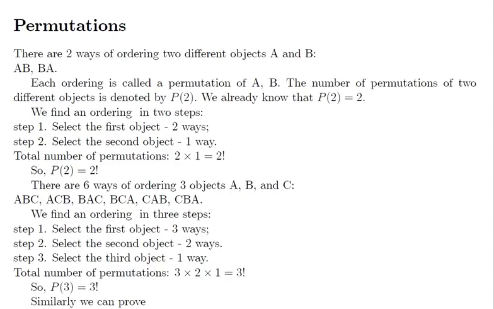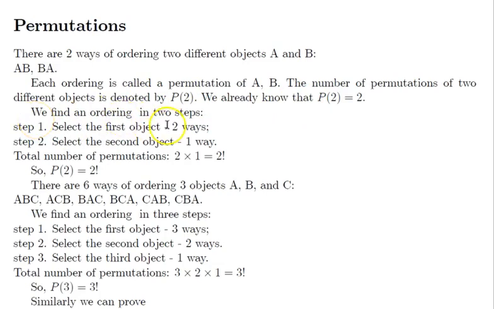Section 6.3 Permutations and Combinations. Permutations. There are two ways of ordering two different objects A and B: AB, BA. So, the number of two permutations is 2. The number of permutations of n objects is denoted by P of n.